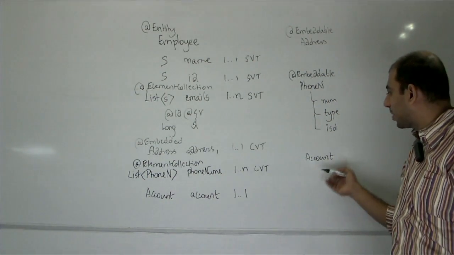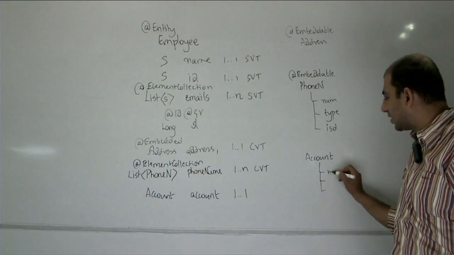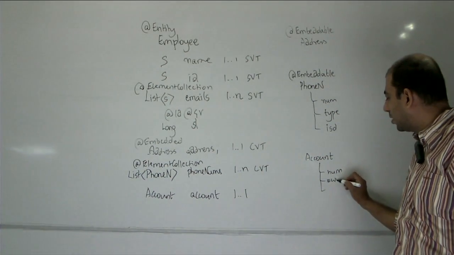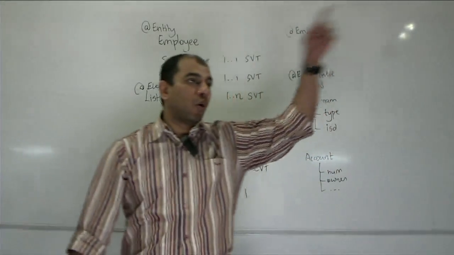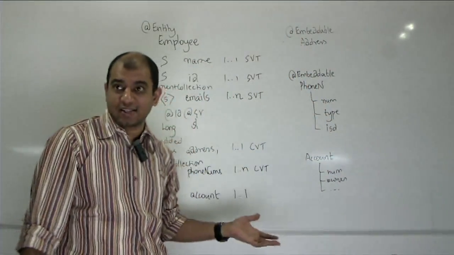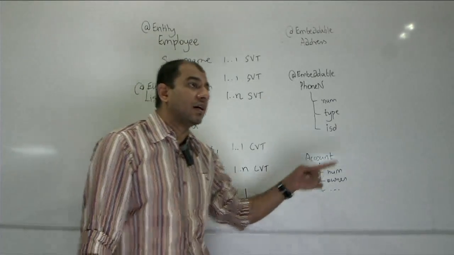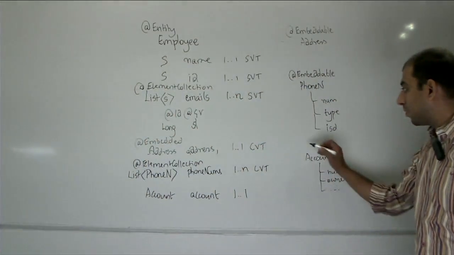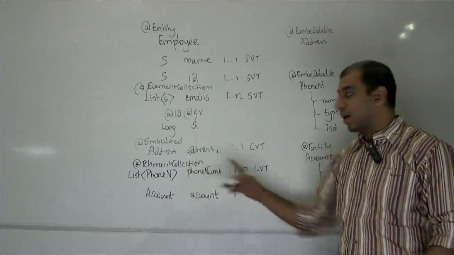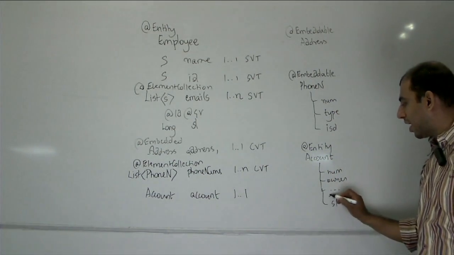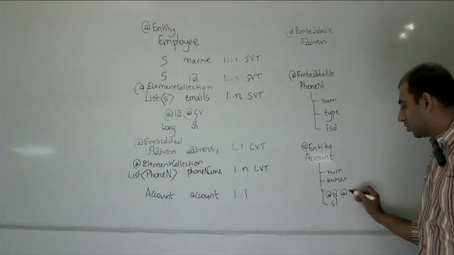But what is the question you should be asking? Yes, it is a separate class, it has a number, it has an owner, but what else should we ask? Can it exist on its own? If yes, and it is yes, then we treat this also as an entity. Very good. So we will mark this also as @Entity, isn't it? And this will also have your SL number with @Id and @GeneratedValue, right?